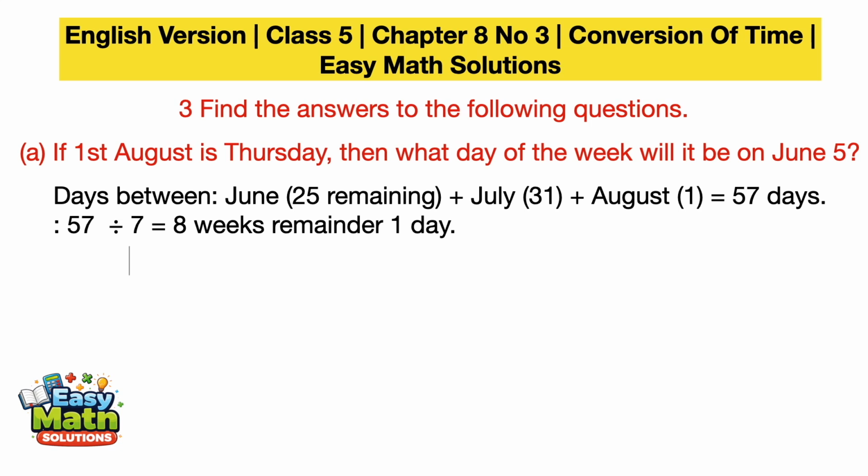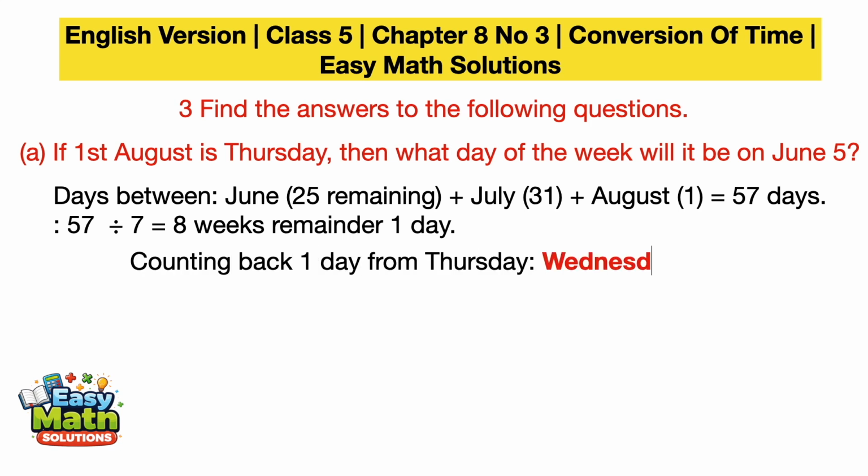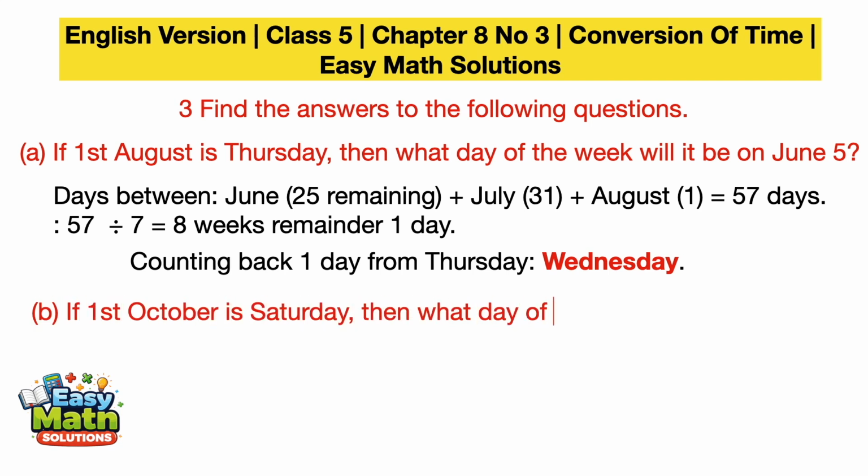Okay, continue back 1 day from Thursday. 1st August is Thursday, 1 day back from Thursday means Wednesday.